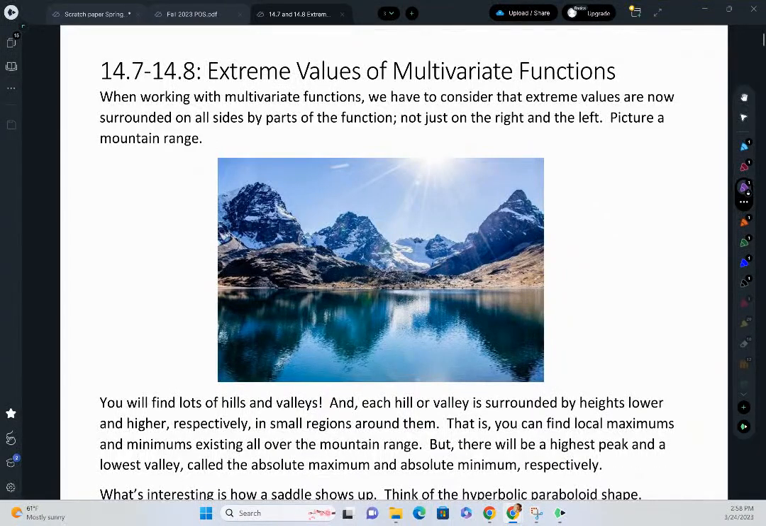Hello. Today we're going to learn about the extreme values of multivariate functions. We will be starting with 14.7 and discussing first the local minimums and local maximums.